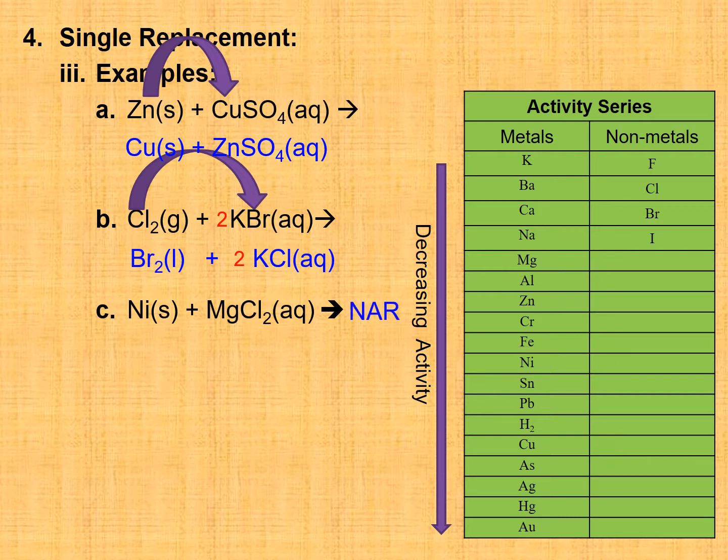So in this case we would write NAR, no apparent reaction. Okay, we do not get a reaction. Don't write the products in, which would seem to suggest that a reaction occurs if there is no reaction.